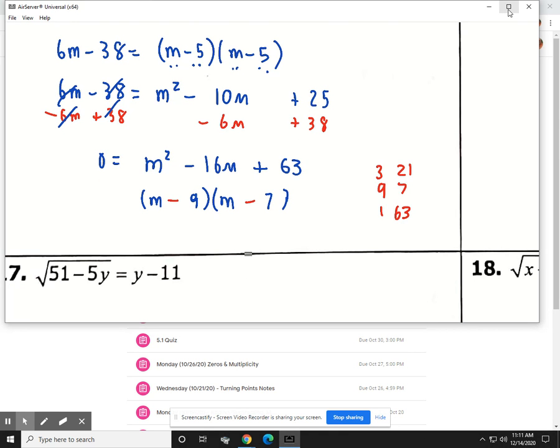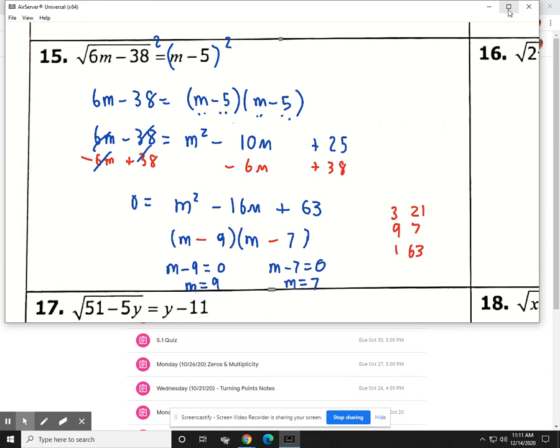Well, what do we do with those factors? So m minus 9 equals 0 and m minus 7 equals 0. What do we do to solve that first one? Add 9, right? 0 plus 9 is 9. What do we do to solve the other one? So m equals 7. So let's just go check it real quick, and we're done.